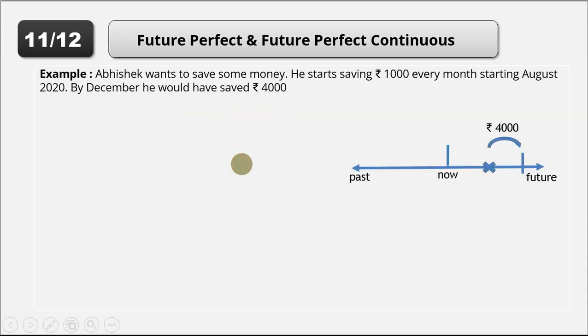So if you look at this timeline, you have the past, you have the present and you have the future. So this is an event in the future where Abhishek will start at one point of time, and by December, he would have saved rupees 4000. So let's look at this statement. By December, Abhishek will have saved rupees 4000. Now this is a statement in the future perfect tense.